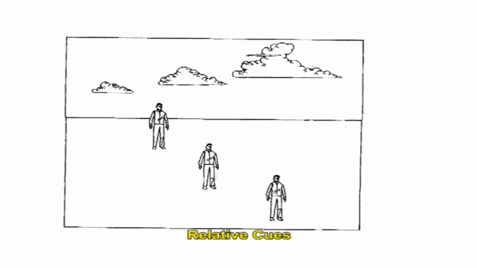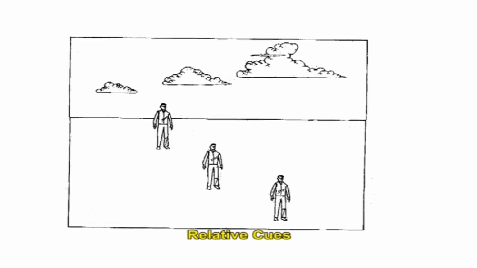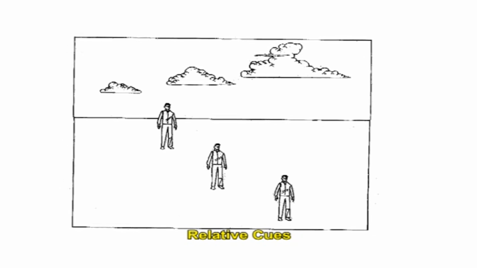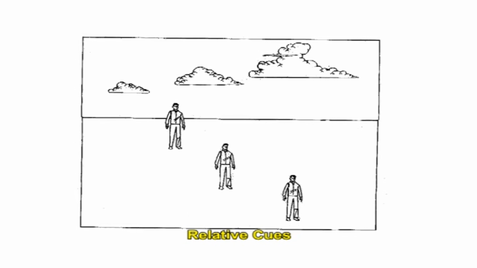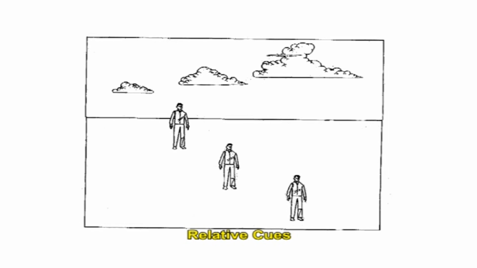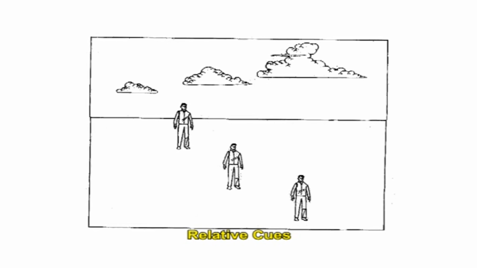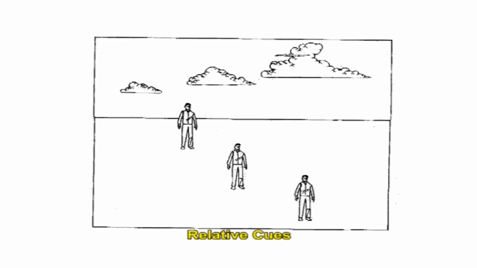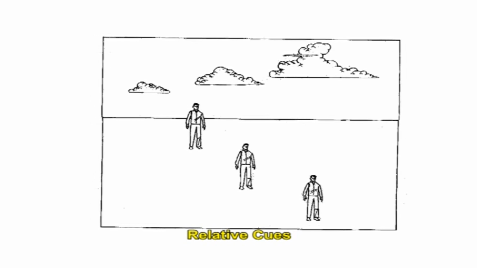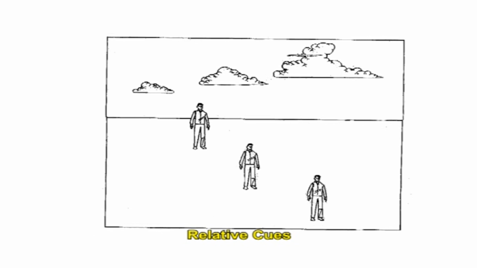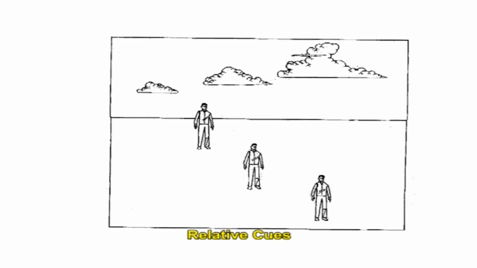Relative height. The second cue is that of relative height. The objects that are further away have higher bases in the image. It will be shown in the figure. The three men in this figure are perceived at different depths, and the man with feet higher up in the image appears farther away. However, note the perception is entirely different for the clouds.